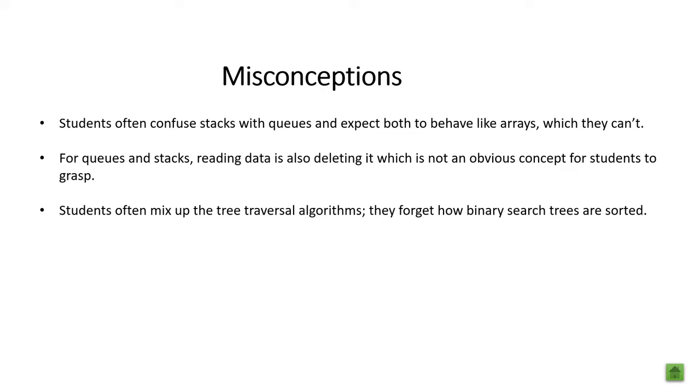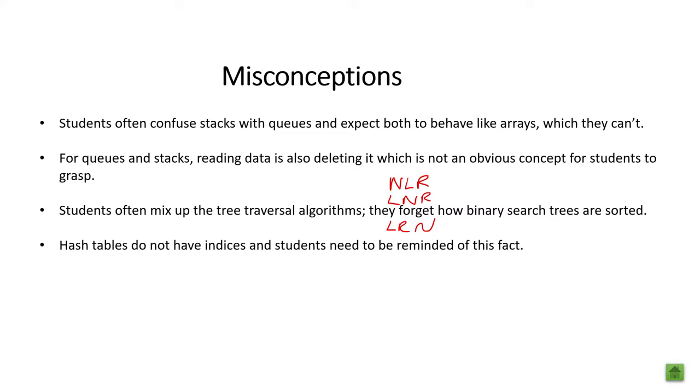So that's why I said, remember your three types: node, left, right; left, node, right; and left, right, node. They often get confused and mixed up. I always mark questions and you've done the wrong traversal method. Hash tables do not have indices and students need to be reminded of that fact. Okay. So hash tables, they don't often contain numbers. Okay. The data is what is needed to create the index position.